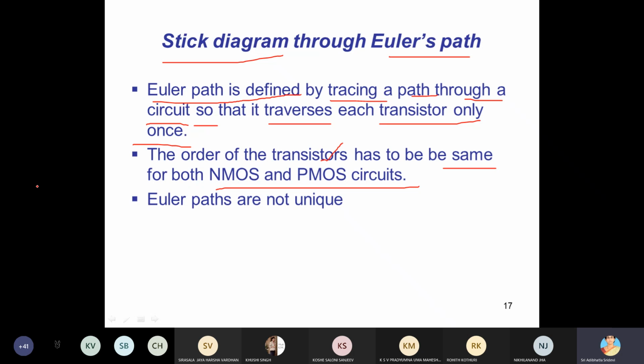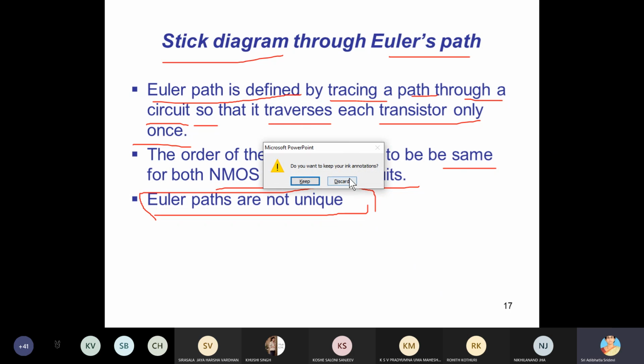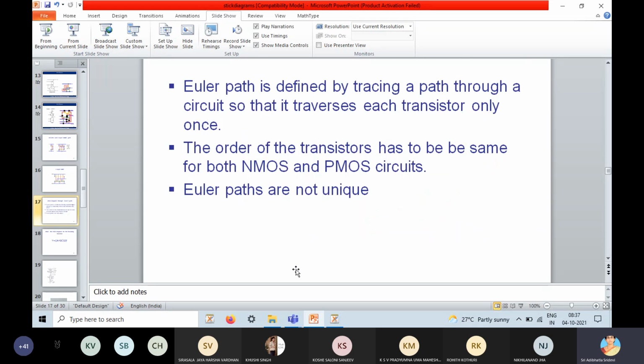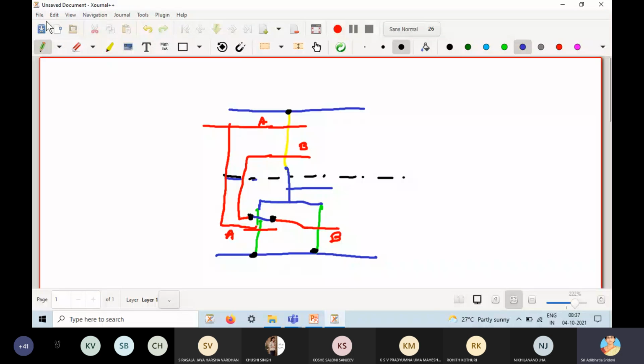And Euler paths are not unique. For a given expression and for a given circuit, we can have more than one Euler path. So you can use any one of the Euler paths. It doesn't matter. Are you getting my point? Now I'll tell you how we can develop a stick diagram using Euler path. Please concentrate.